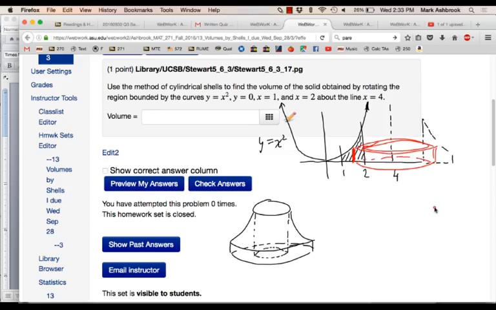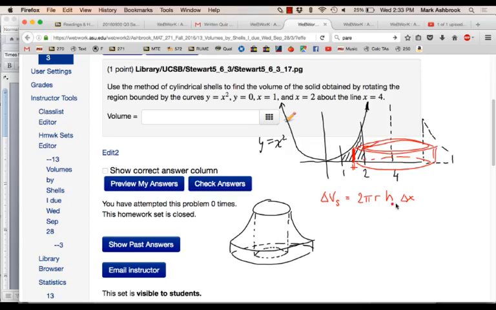So there's our typical shell, and we know that the little bit of volume of a shell is length times width times height. So it's going to be 2 pi r times height times width. And what's our width here? So width is this little dimension here, which is delta x, that's right.